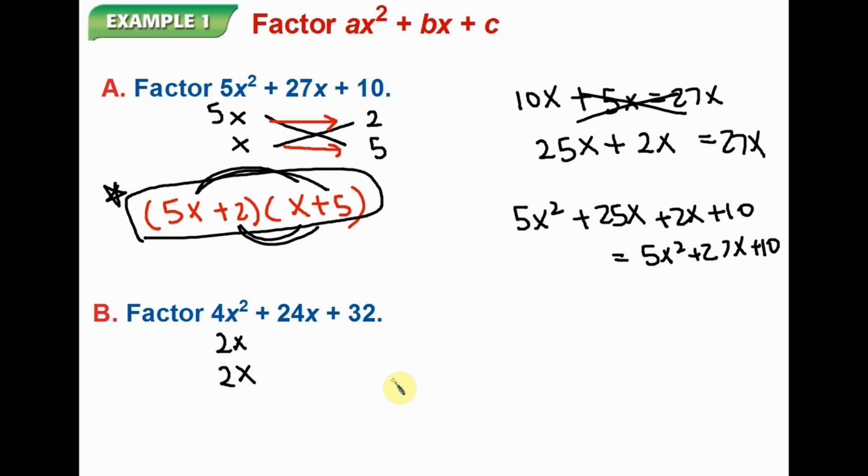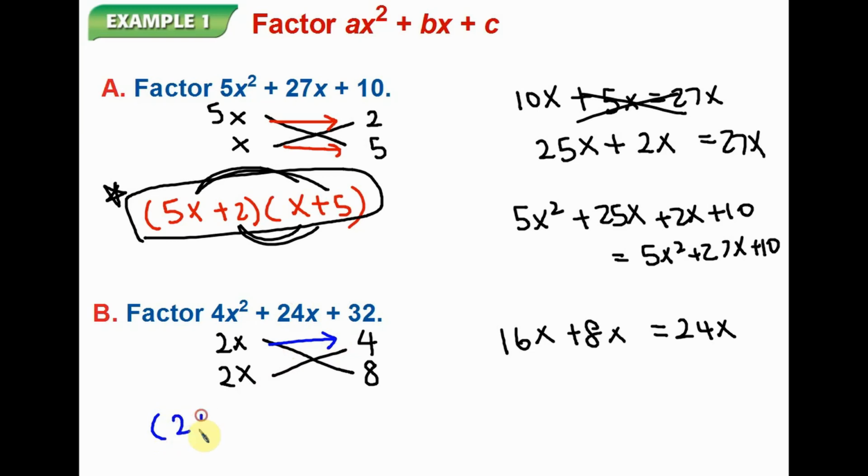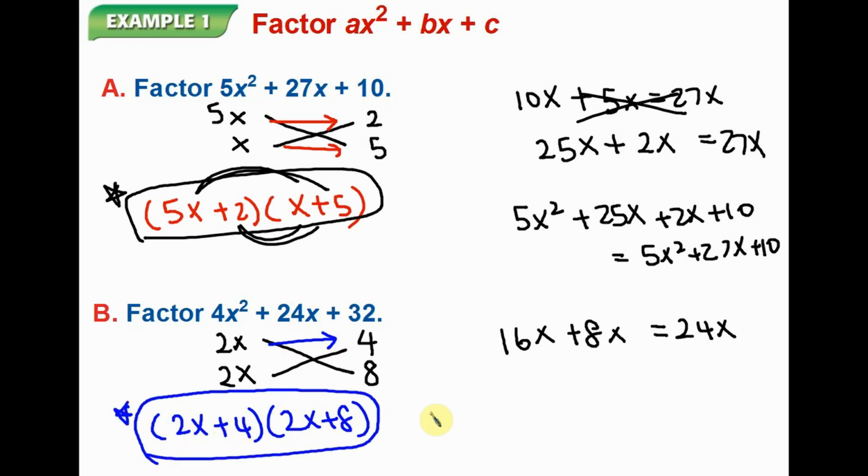Now, what two numbers do you need to multiply to get 32? When you cross multiply and add them, you'll get 24x. Let's try 4 and 8. If I cross multiply 2x times 8, I get 16x. 2x times 4 is equal to 8x. When you add them, this does make 24x. When you write the factored form, just make sure that you write across. So the first one will be 2x plus 4. The second one will be 2x plus 8. And that is my factored form. You can always distribute to see if you get the original expression.